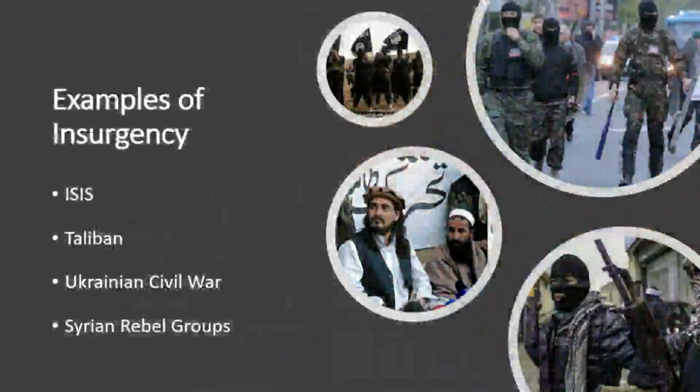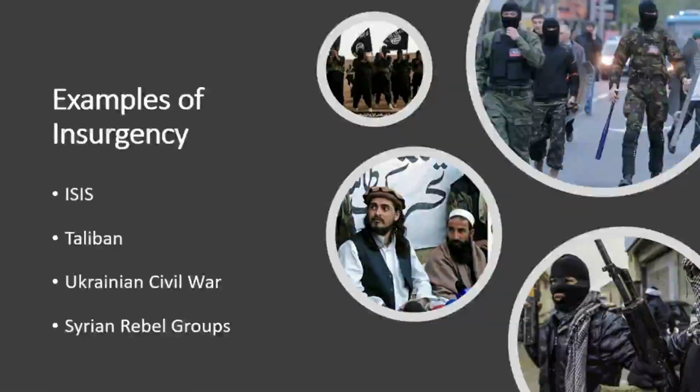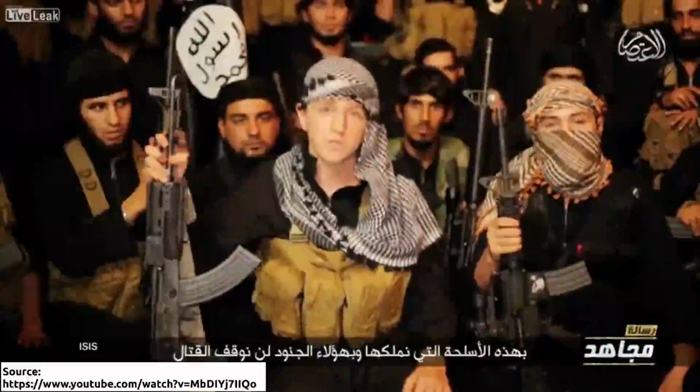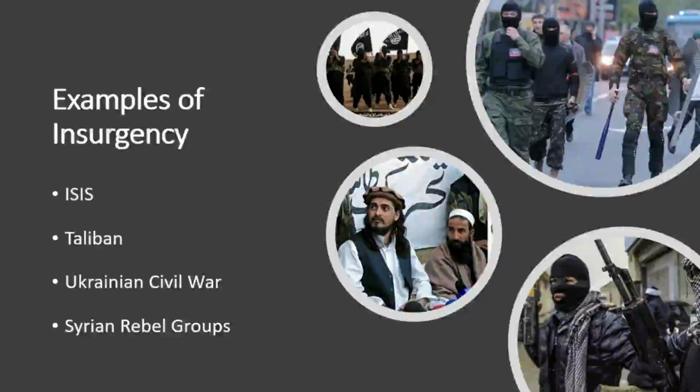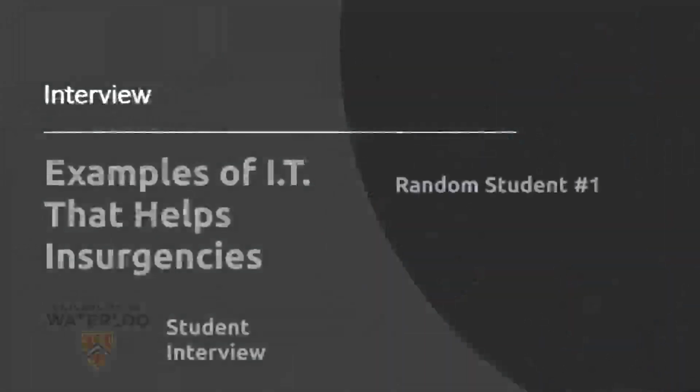You've probably heard of examples of insurgencies on the news. For example, there are ISIS and Taliban in Iraq, Syria, Afghanistan, and Pakistan. Another case is with the separatists in eastern Ukraine that are fighting against the Ukrainian government. From these recent cases, we can see how information technology plays an increasingly important role in the conflict between the insurgents and the government. Let's see what people think about this.